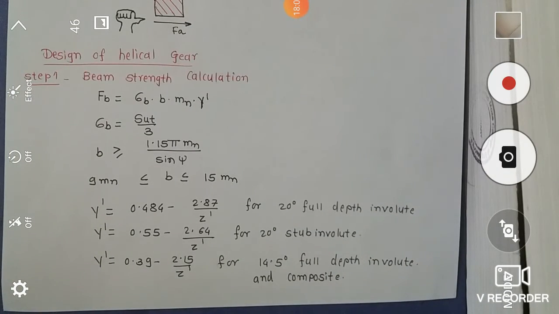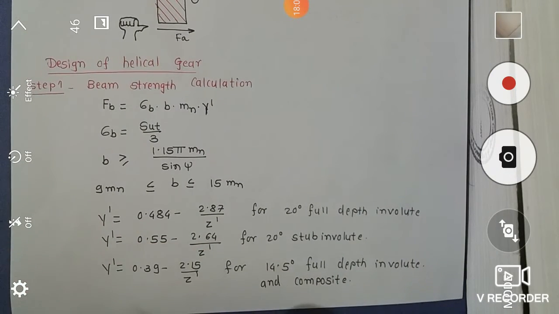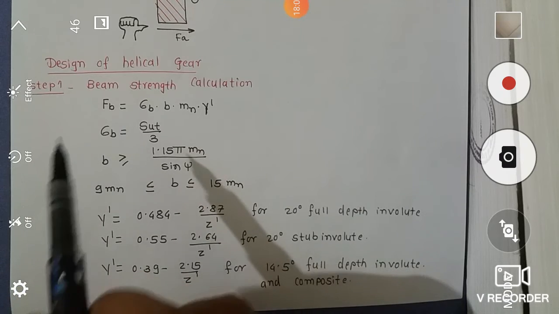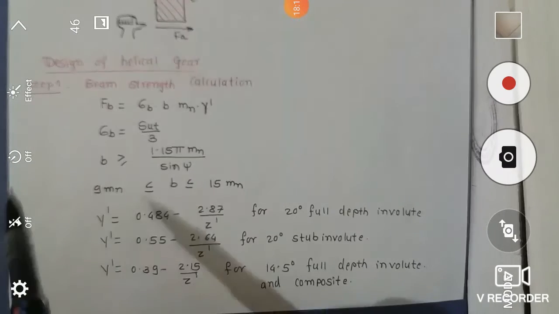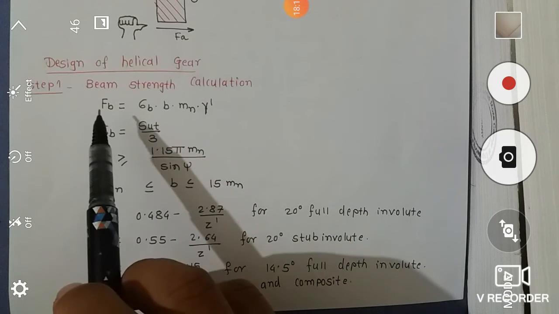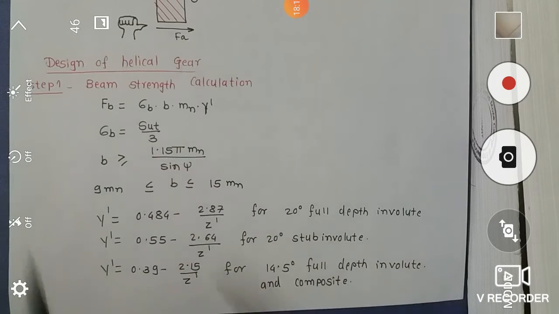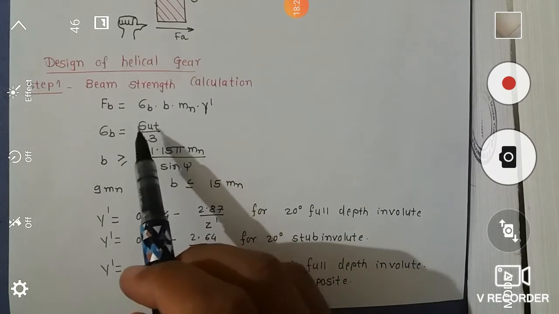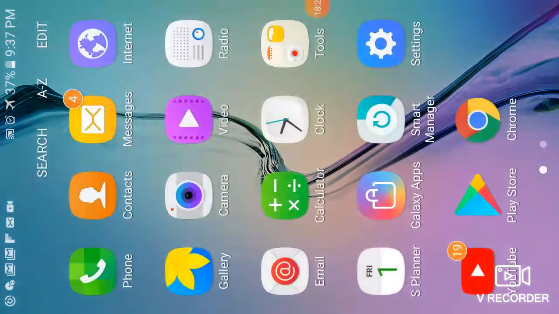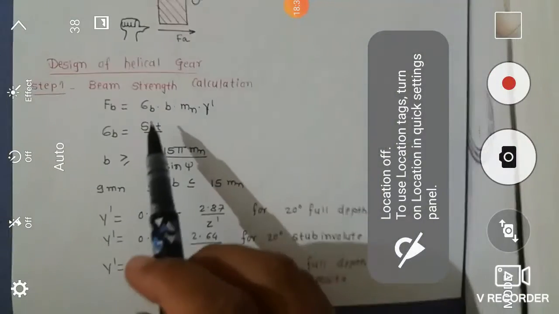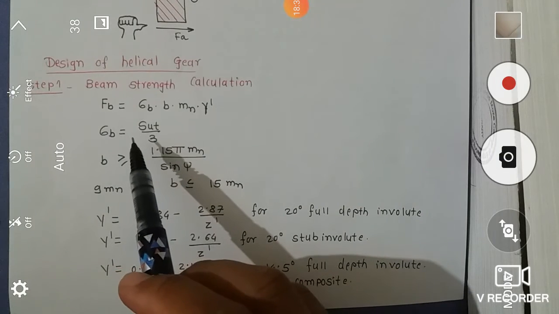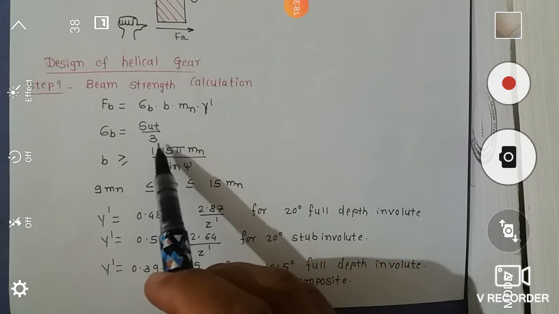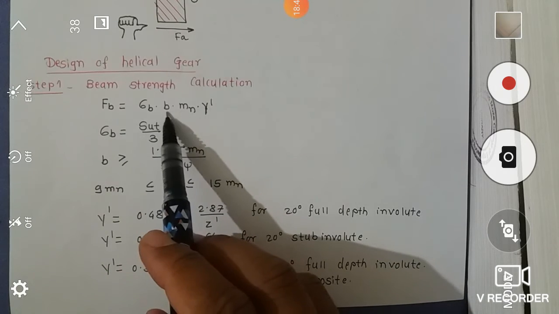Now we see the actual design procedure of helical gear. The first step is beam strength calculation. In case of helical gear, our formula for FB, that is beam strength, is as follows. Beam strength is nothing but the maximum tangential force acting on the gear tooth before bending failure. That is FB is equal to sigma b into b into mn into y dash. In this case sigma b is the bending stress. Sigma b is equal to ultimate tensile strength divided by 3, and b is the face width.